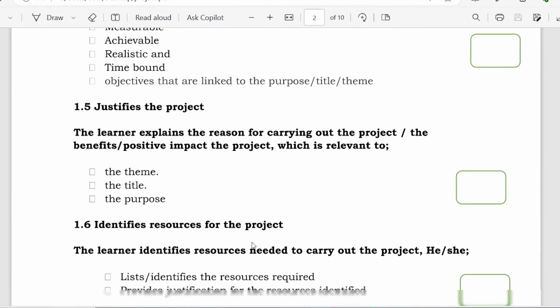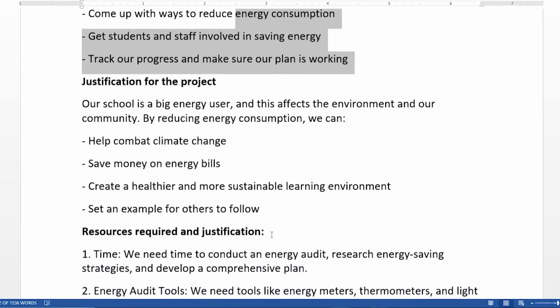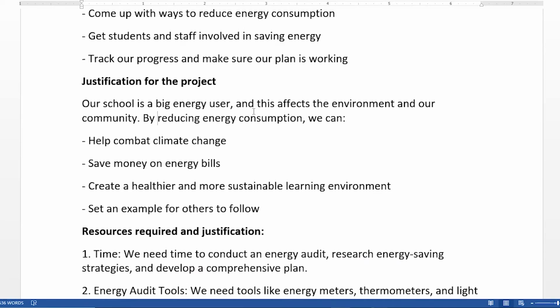And then next, justify. Justify here means explain the reason for carrying out the project, or a benefit or a positive impact of the project, which is related to the theme, title, and purpose. If you look at our justification here, our school is a big energy user, and this affects the environment and our community.